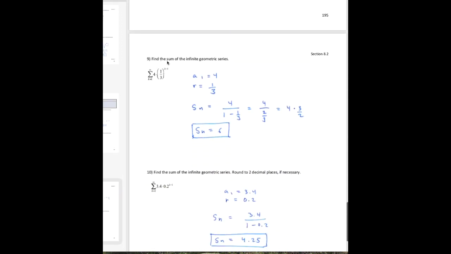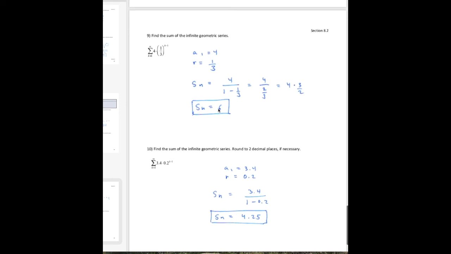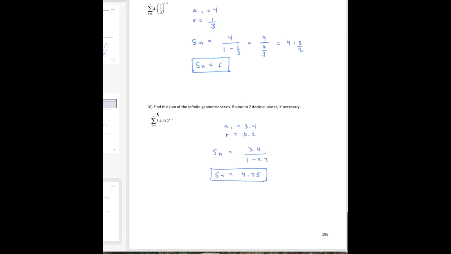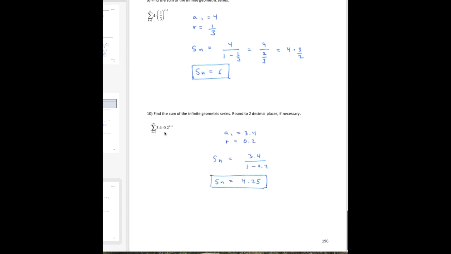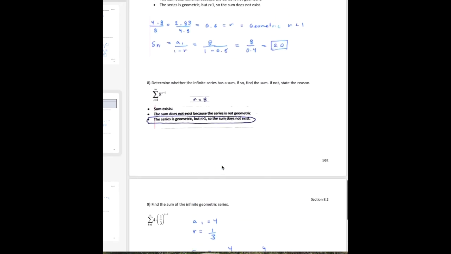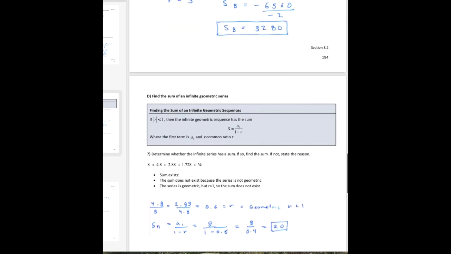Number 9, so find the sum of the infinite geometric series again. We're given our first term is 4. Our ratio is 1/3, and there I am just plugging into the formula, and that's going to give us our infinite sum there. I should not have that n, that should just be an S, another typo on my part, sorry. And this equation is the exact same thing. This one just has a fraction, that one has a decimal, but same exact math. And that concludes 8.2 or 12.2, and I think that should be our last section for the course.